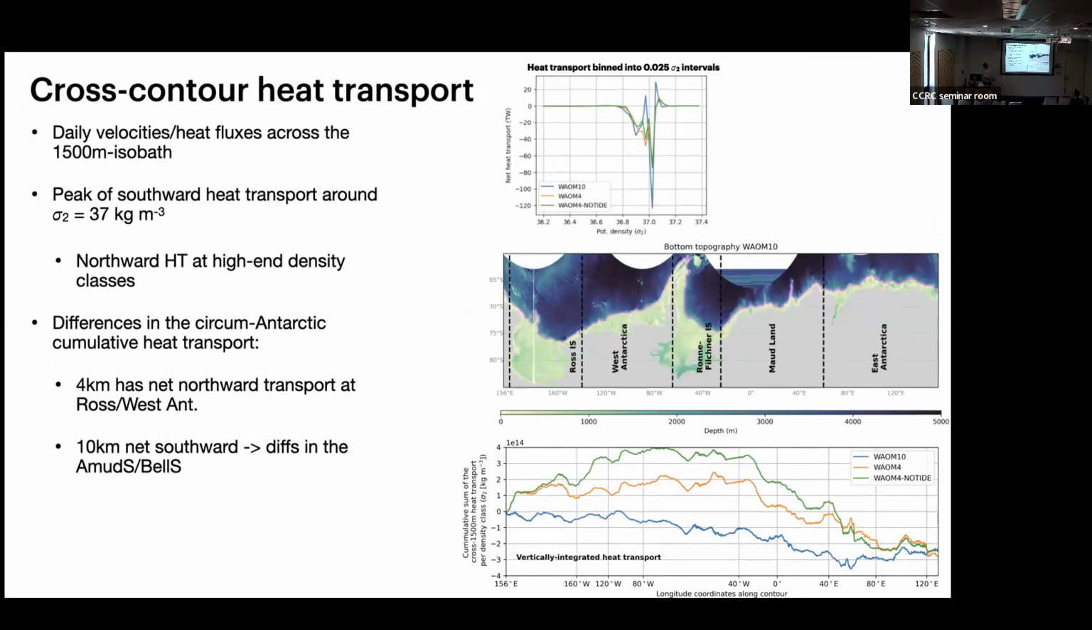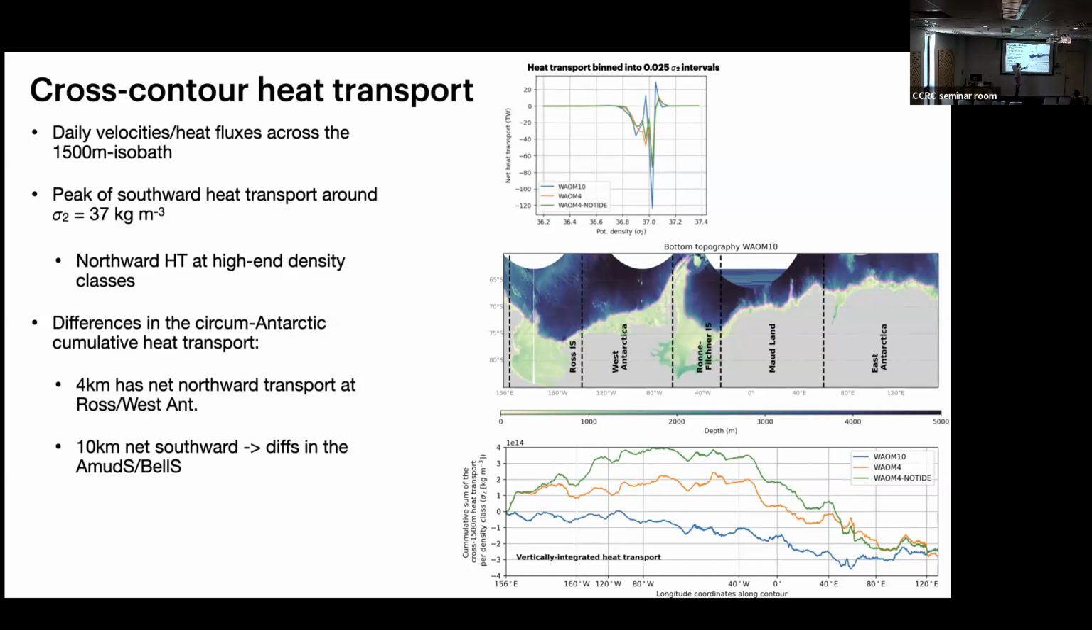Going a bit further on our cross-contour heat transport calculations, we have daily output, so daily velocities and heat fluxes across our 100 meter isobath, the purple contour here. We first calculate the cross-isobath heat transport. This is the cumulative integral of it, the vertically integrated cumulative sum along our contour.